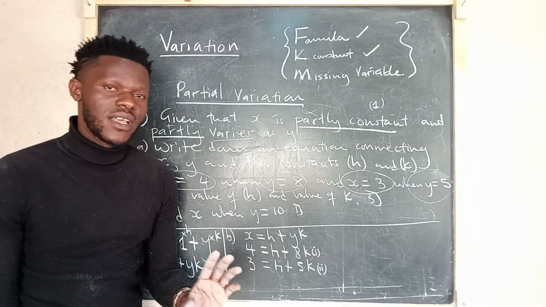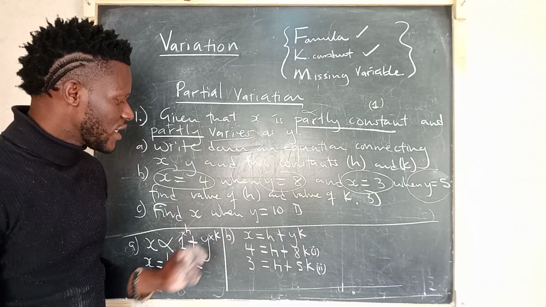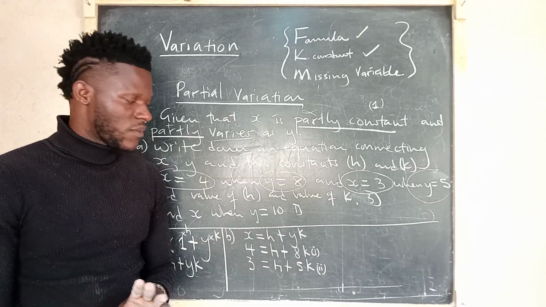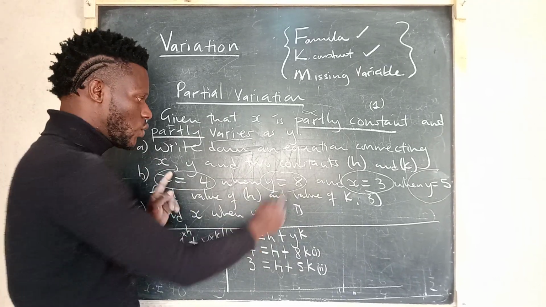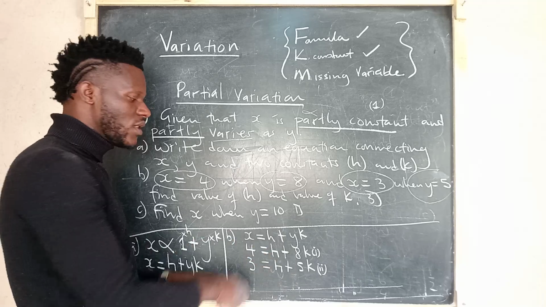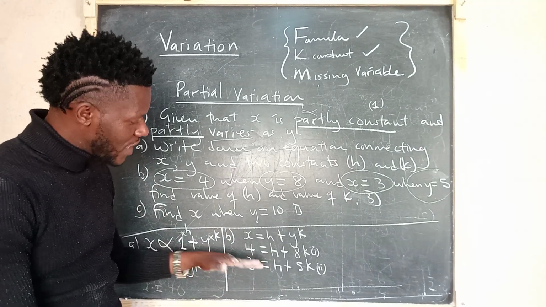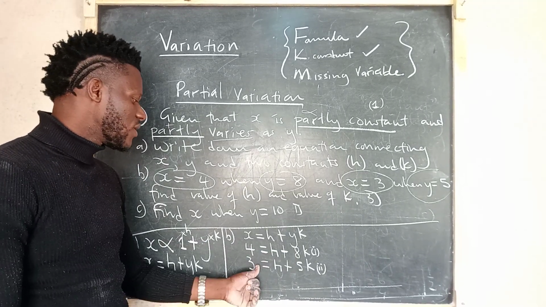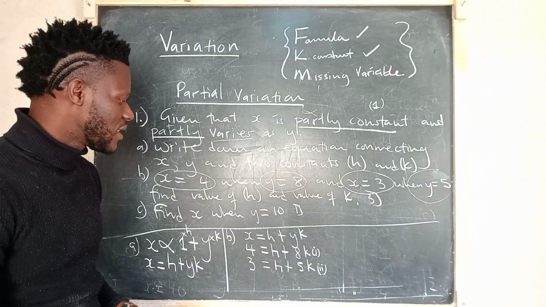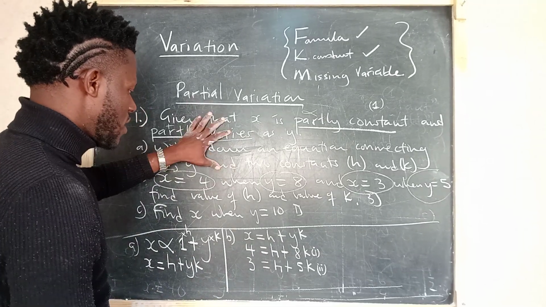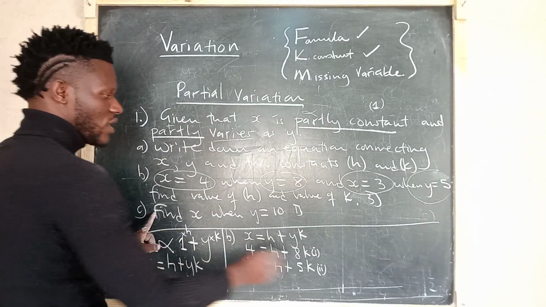So take note of this. Partial variation results in simultaneous equations. We are substituting these two sets of variables into the formula. Now we have equation 1 and 2, and you need to solve this equation simultaneously. So I will create space here, and let me take the last question here.